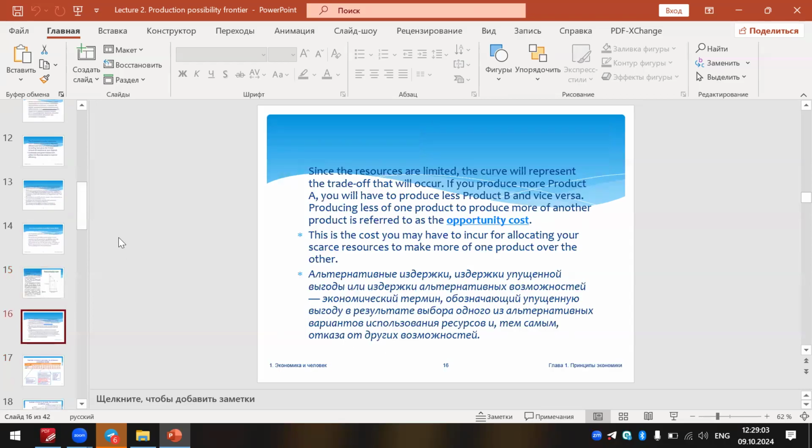So since the resources are limited, the curve will represent the trade-off that will occur, trade-off. So I told you, what is a trade-off? My dears, do you hear me? What is a trade-off?